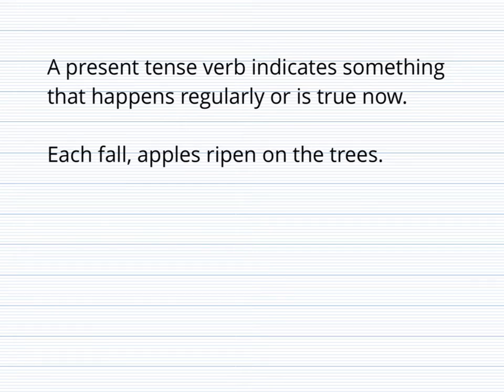Let's look at present tense first. So a present tense verb indicates something that happens regularly or is true now. For example, each fall, apples ripen on the trees. That's present tense. In this case, it's something that happens regularly.